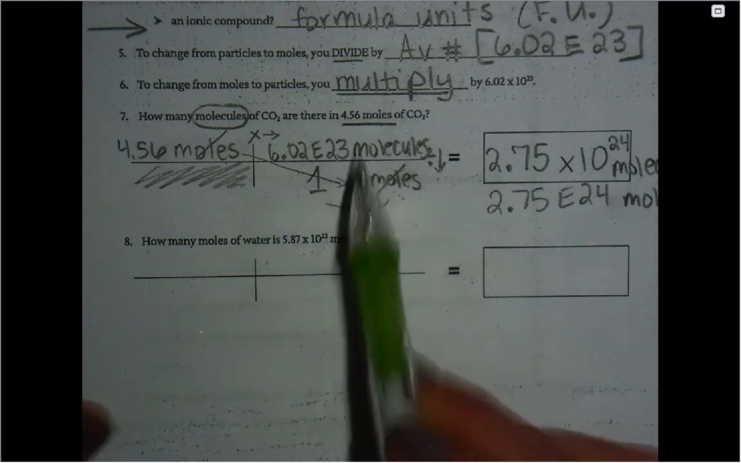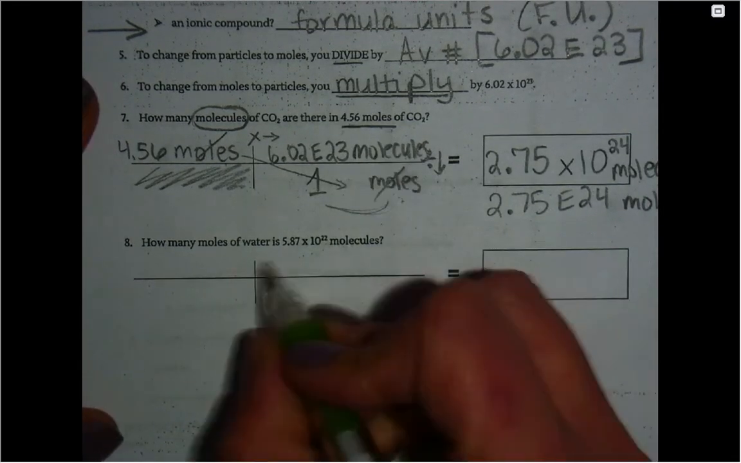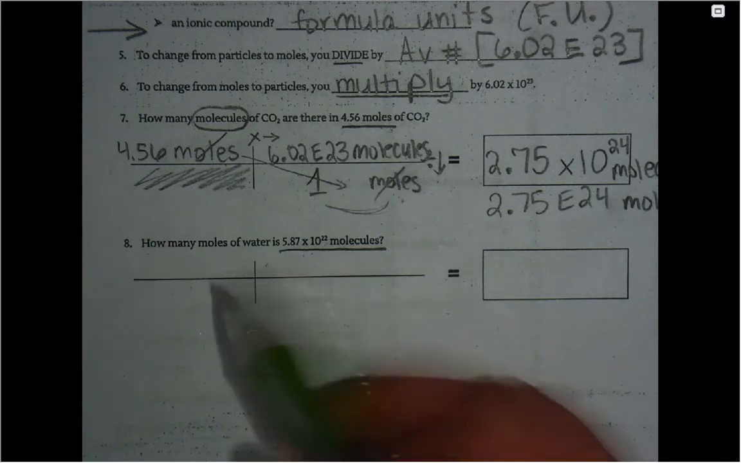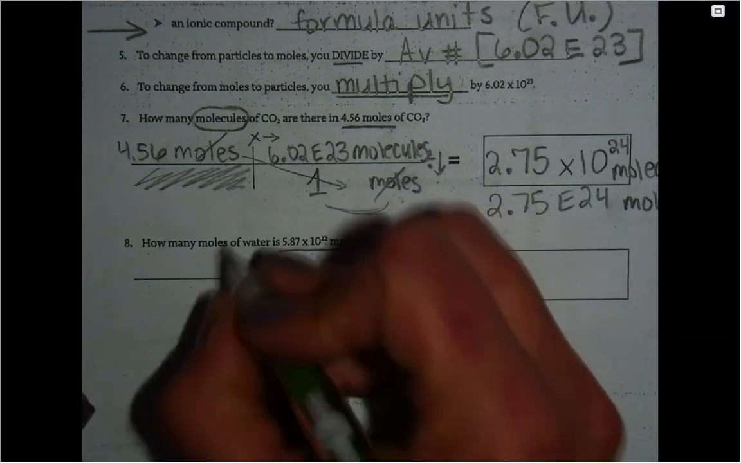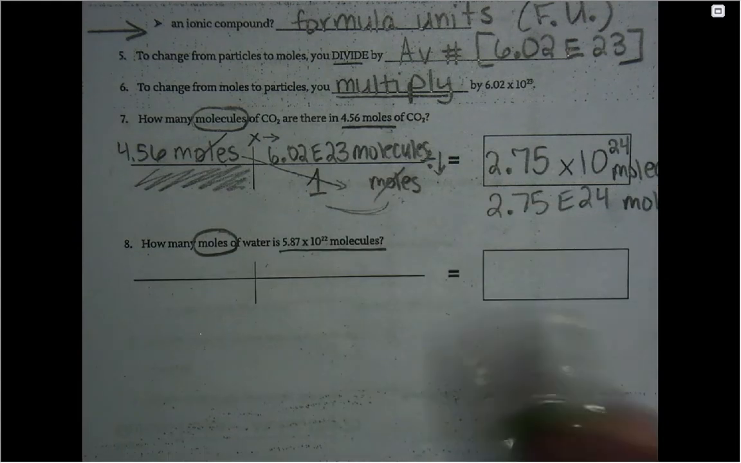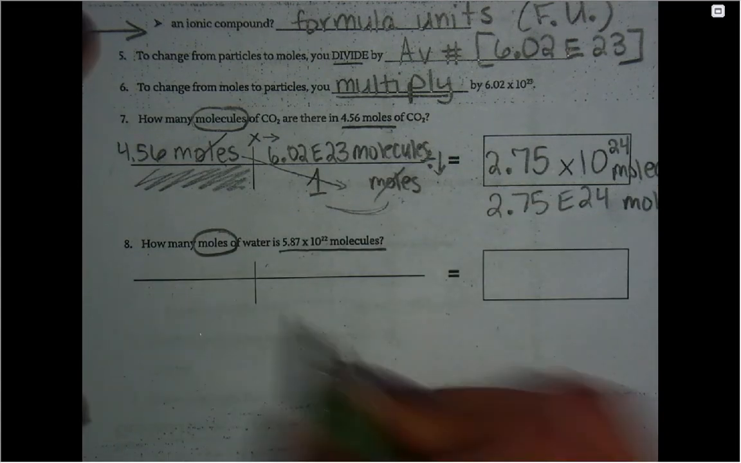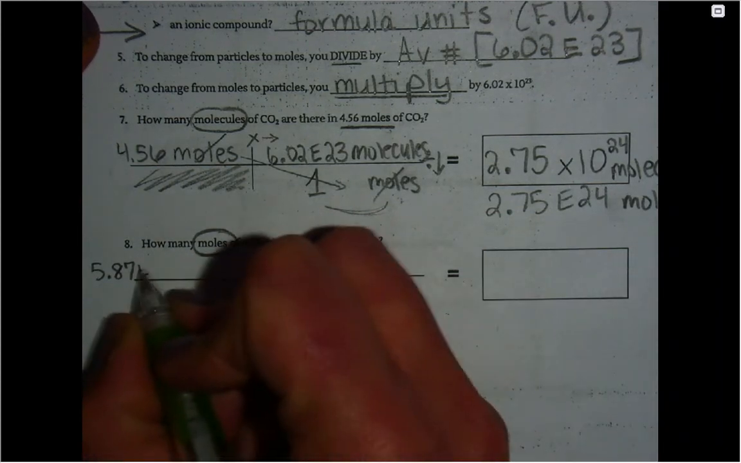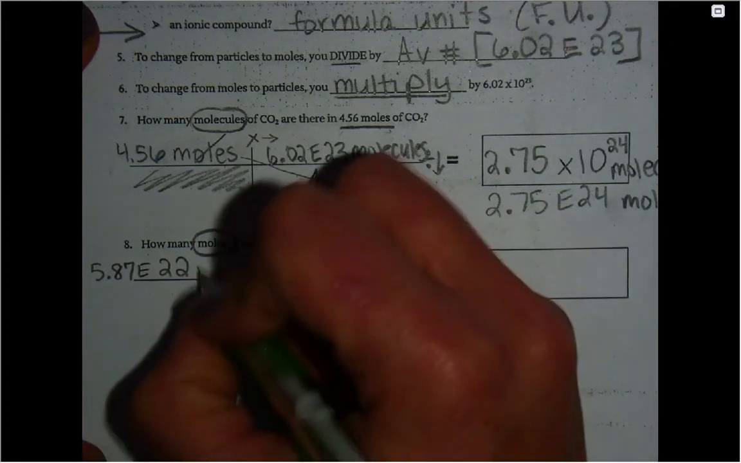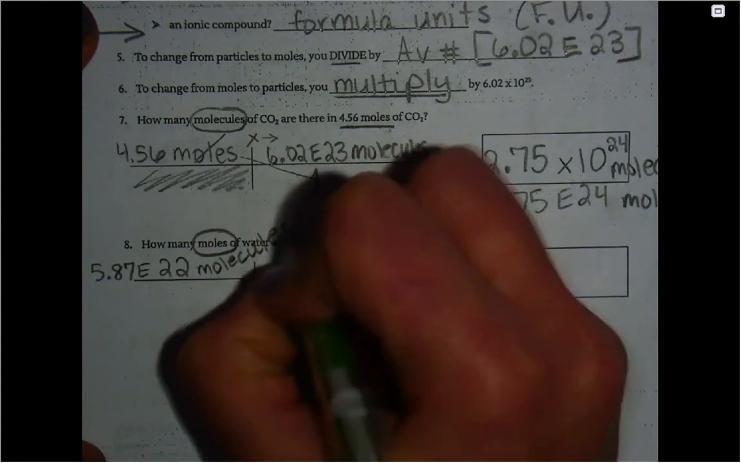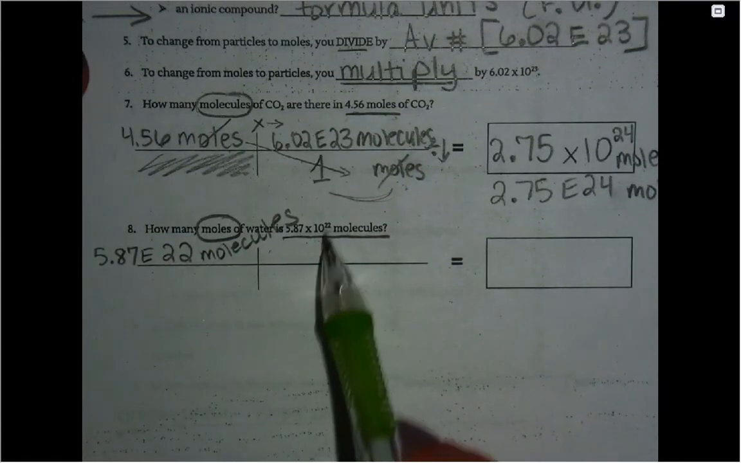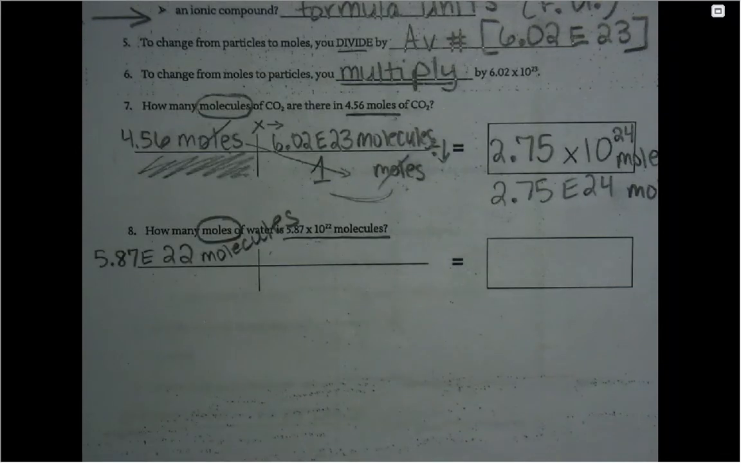So first thing that we're going to do, we're going to underline our number and whatever word came after it. So we're starting with molecules. That means we're starting with particles, right? We are heading to whatever the question is asking. How many moles? So we're going to circle the word moles. Whatever you're underlining goes in that first box. So we're going to say 5.87 E22 molecules. Okay, so again, I just want to stress that we're doing E instead of times 10 exponent.